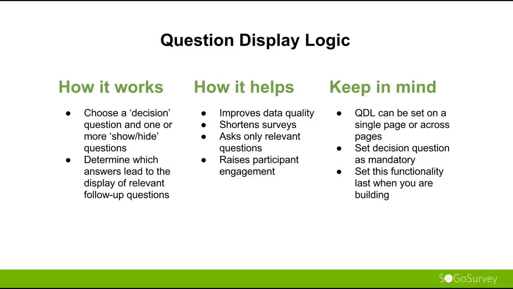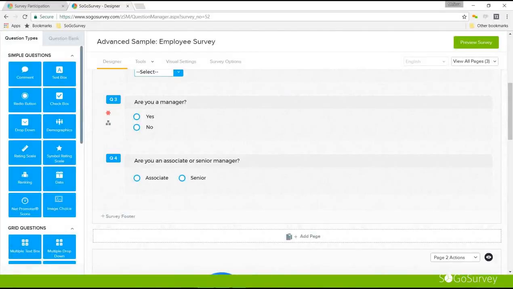So again, you're going to be choosing a decision question. But here with question display logic, you have the option to decide where that follow-up question should appear. If you like, especially if it's a quick sort of aside question, you have the ability to include this on the same page. If you'd prefer to have that related follow-up question show up later in the survey, that's okay too, but QDL can be set on the same page. So we're going to apply question display logic here so you can see exactly what this looks like.